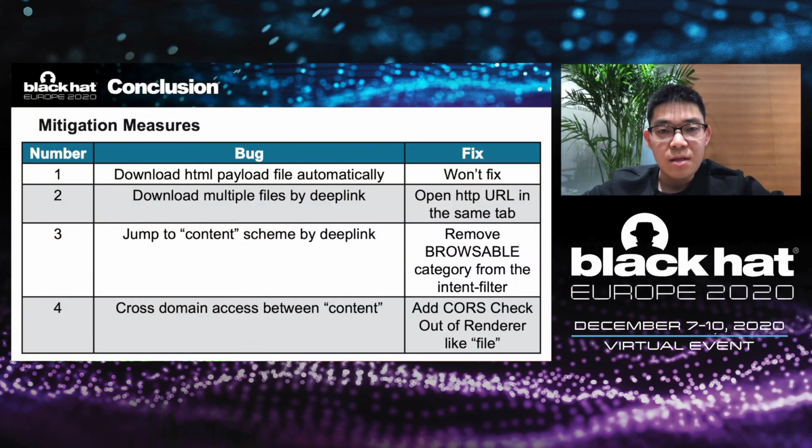How are the bugs fixed? For bug 1, Chrome's security team won't fix it. Bug 2, Chrome opens HTTP URL in the same time, so multiple files downloading can be blocked. Bug 3, the browser category is removed from the intent filter of intent dispatcher activity. So we cannot jump to content by deep link. Bug 4, cross-checking on content is enforced out of render process, just like file.